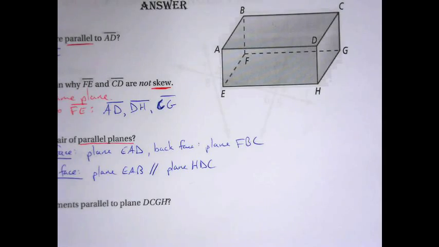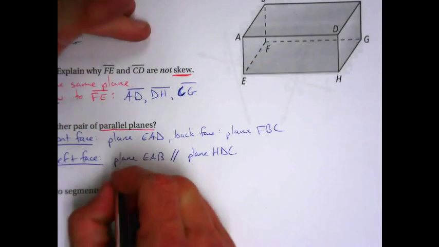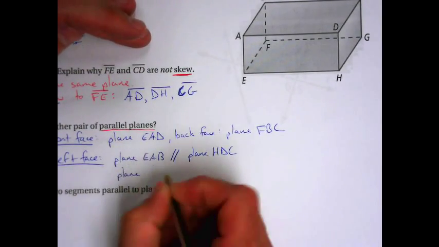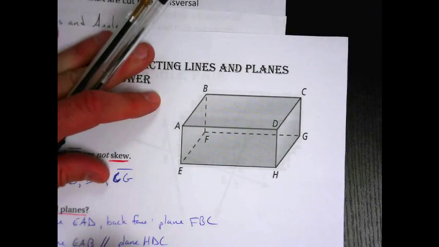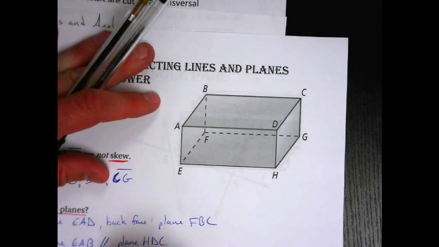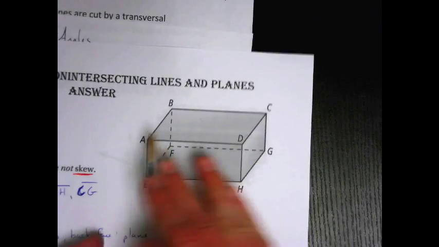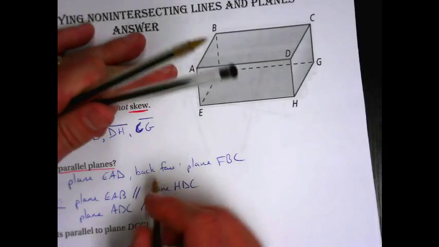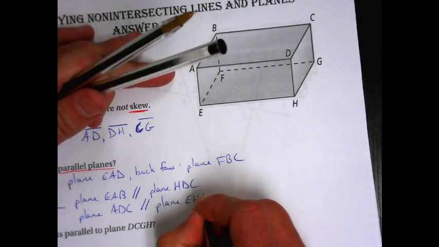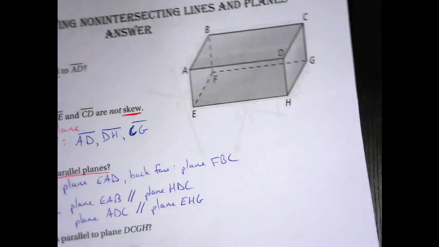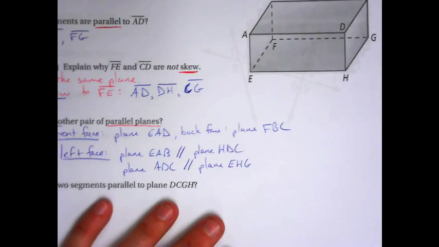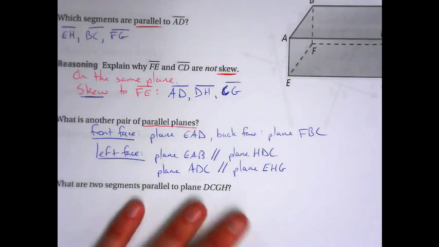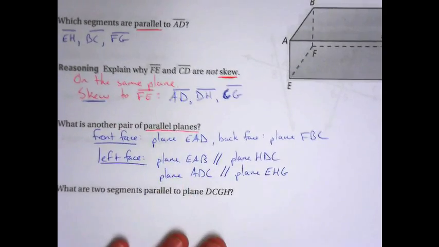And just one more: the top face and the bottom face, of course, are parallel. If we look at the top face, plane ADC, we're visualizing geometry. The top face is parallel to the bottom face, plane EHG. So those are parallel as well. Is that cool? Hopefully you understand parallel planes a little bit better now.